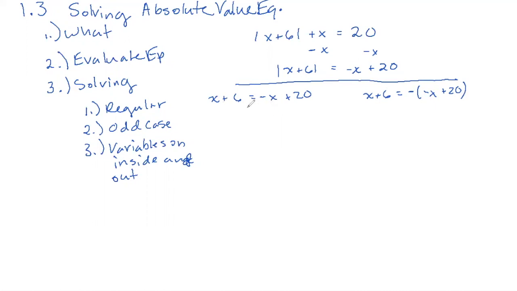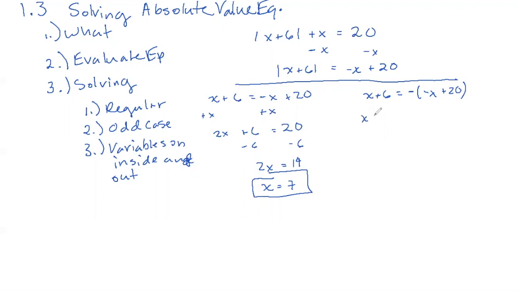So let's fix this. The first thing we're going to do is put all the x's on one side and all the numbers on the other side. So we end up with plus x over here, plus x over here, which gives us 2x plus 6 equals 20. And we subtract 6 from both sides. And then we get 2x equals 14. So then we have x equals 7 because 14 divided by 2 is 7. So that's one answer.